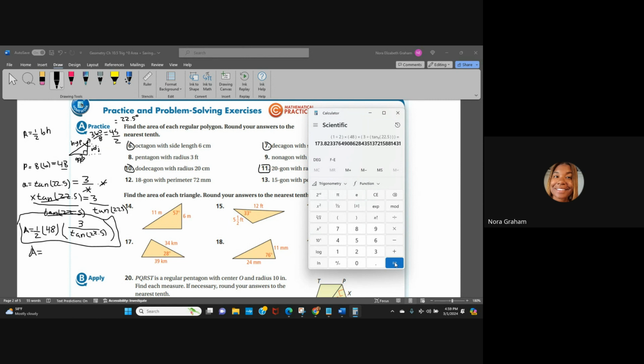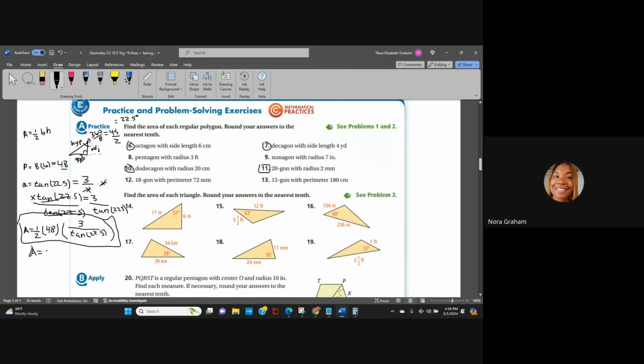All right. And then put down in the comments if you have any problems plugging this into your calculator, and I can probably make another video about how to work your calculator. All right. So the answer to this one is going to be 173.82, but I'm going to round it to 174 cm squared. 174 cm squared is our answer. All right.